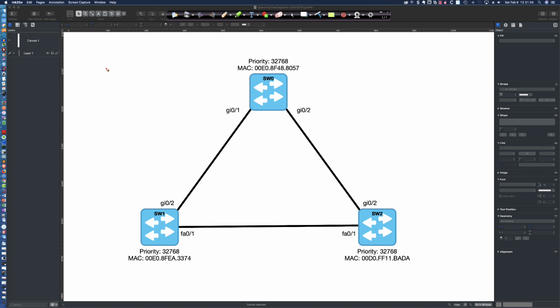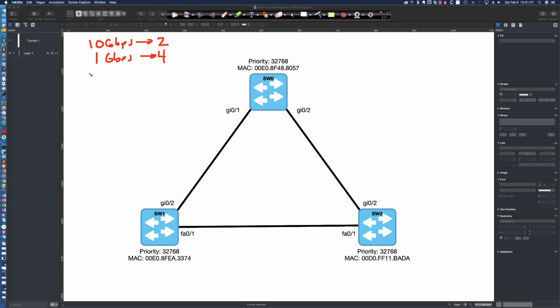And that's when I realized that I had said that a 10 gigabit per second link has a spanning tree cost of 2. A 1 gigabit per second link has a spanning tree cost of 4. And you can see we're dealing with gigabit Ethernet interfaces here.